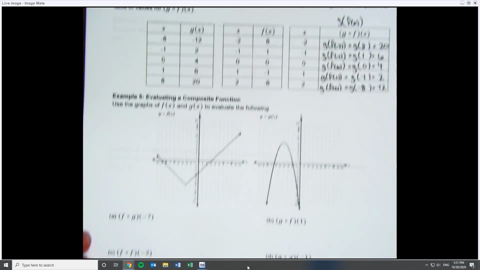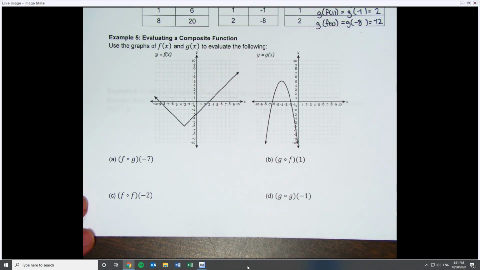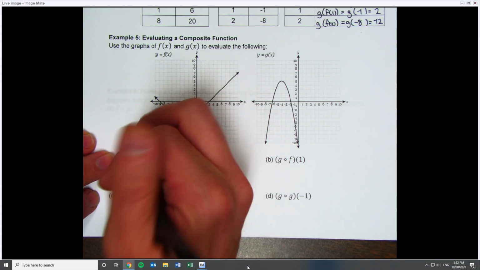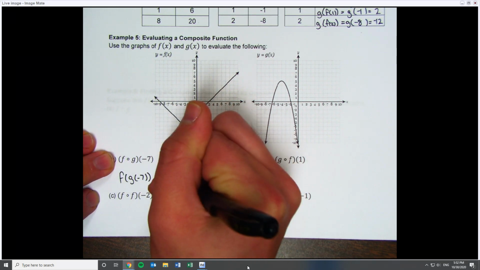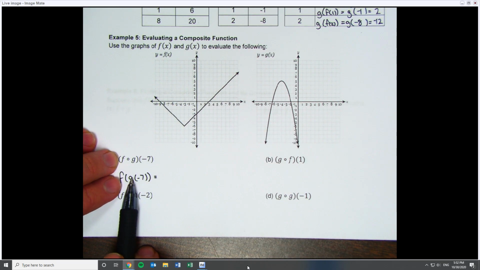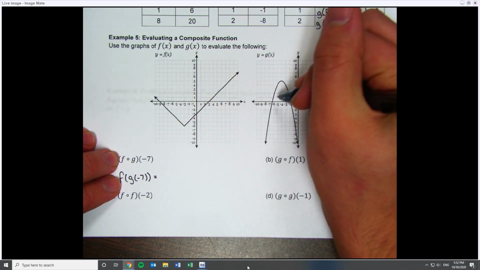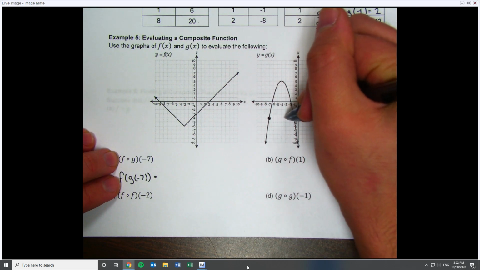Now, for the last problem on the page, I'm going to give you 2 graphs to look at instead of a table of values. But we're going to go through this very, very similarly. So to start with, I have f of g of negative 7. When I do this, I have to start with g of negative 7. So that means I'm going to look at the g graph over here. So my x value is negative 7 right there. Going to the y value, I found this value right here, which is negative 4.